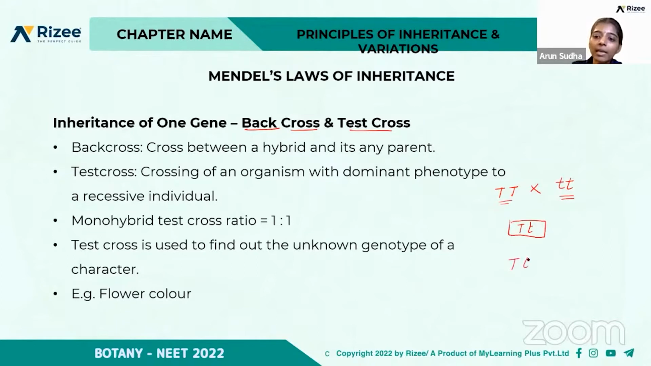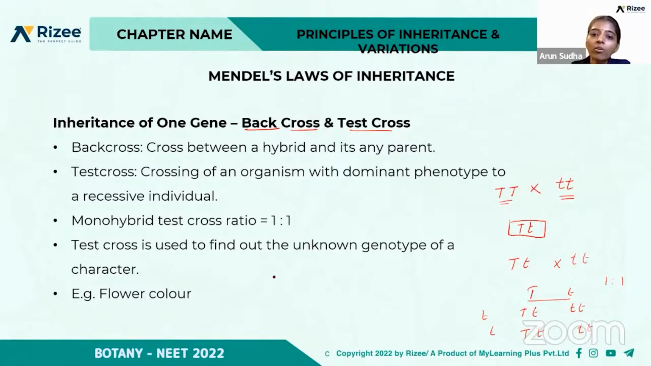But if this heterozygous parent is crossed with the recessive parent, what will be the ratio that we get? If Tt is crossed with tt, first it is Tt, and here it is Tt, and here it is tt. So what is the ratio here? It will be in the ratio of 1:1, that is 2 tall and 2 dwarf. That is a 1:1 ratio if it is a heterozygous parent, right? So by means of the test cross, we can find out whether it is a homozygous tall or a heterozygous tall. Okay, clear?